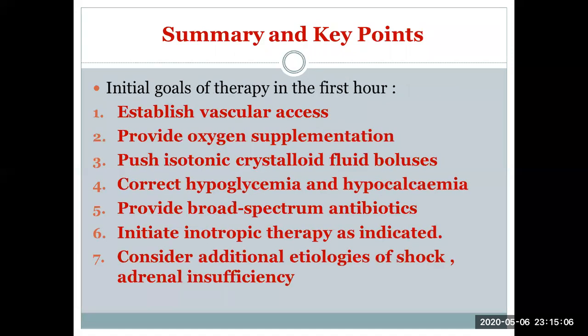The initial goal of therapy in the first hour is to establish vascular access, we said, in 5 minutes time, provide oxygen supplementation, secure the airway accordingly, push isotonic crystalloid fluid boluses, correct hypoglycemia and hypocalcemia, provide broad spectrum antibiotics according to the patient condition and the choice of antibiotic, initiate anaerobic therapy as indicated, consider additional etiology of shock and adrenal insufficiency, and troubleshoot accordingly.